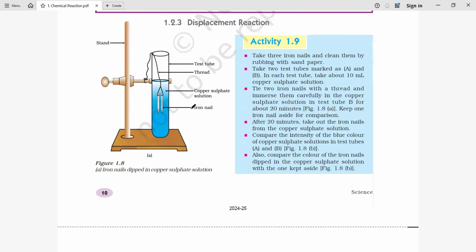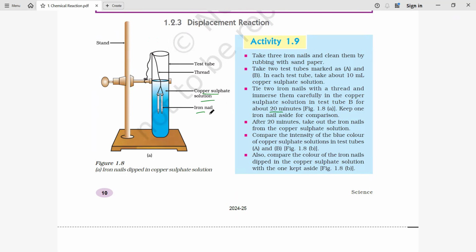So for that, here one activity is that we have taken iron nails. Two iron nails are immersed here in copper sulfate solution. They have taken three iron nails. One iron nail is kept aside and two iron nails are inserted in this copper sulfate solution. This is kept for 20 minutes. Okay, like this arrangement you are seeing.